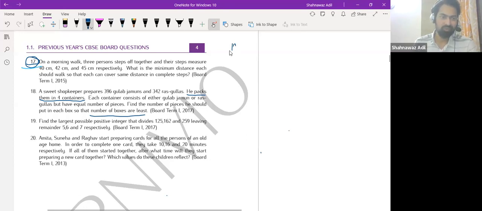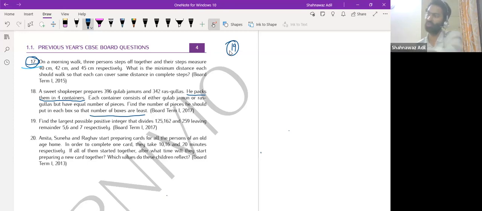So find the largest possible positive integer that divides 125, 162, and 259, leaving remainder 5, 6, 7 respectively. So we have to find out the largest possible number which is dividing 125, 162, and 259, and leaving remainder 5, 6, 7.